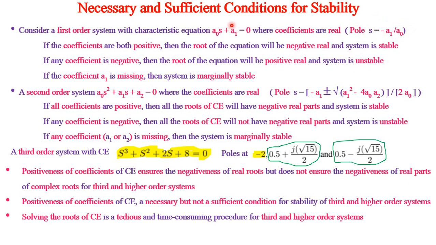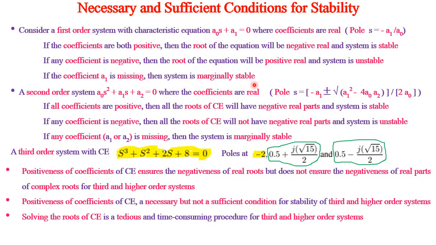Suppose the coefficient a1 is missing; a0 cannot be missing. If a0 is missing, it is going to be a zeroth order system. Since we are considering a first order system, we have to see what will happen when a1 is 0. If a1 is 0, a0 s is equal to 0. That means the pole is at the origin. If the pole is at the origin, the system can be marginally stable.